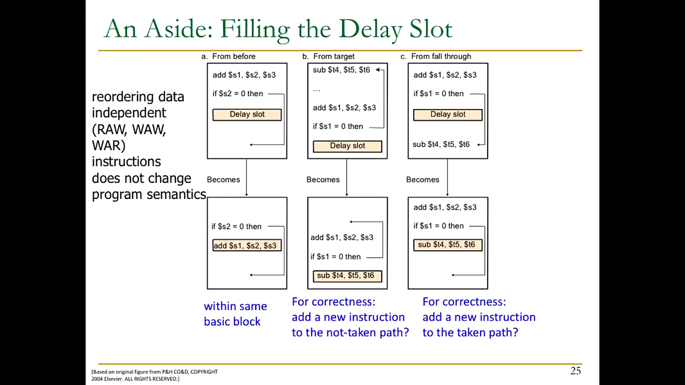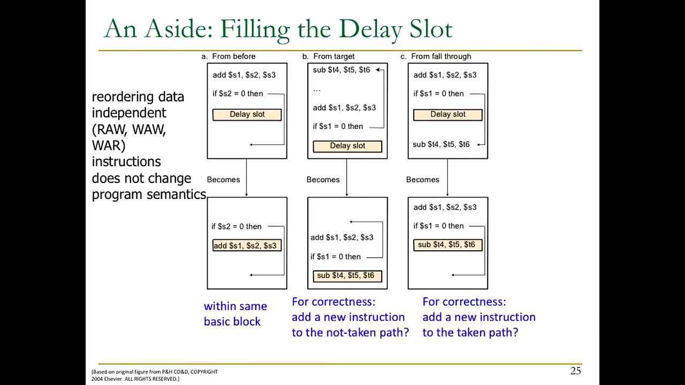And the question is, if this branch is now not taken, do you add a new instruction to the not taken path? You need to, because you've changed the semantics. So there are actually more things that you need to do. It wasn't as easy as I've discussed. You need to add a new instruction to the not taken path. And you need to be careful which instruction you move. What if this is a load instruction that faults, that gives you a page fault? So there are safety issues over here also. You need to maintain both correctness and safety.